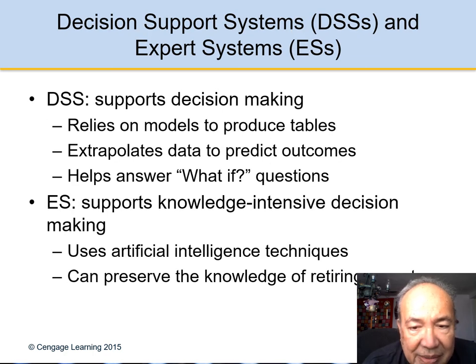Now, decision support systems. We have so many systems that we're talking about. And expert systems. Hey, how many systems did we talk about now? Three or four? So DSS supports decision-making. It relies on models to produce tables and extrapolates data to predict outcomes. Hey, what's going to happen tomorrow? It helps answer what-if questions. And then you have another system, the ES, which supports knowledge-intensive decision making, uses artificial intelligence, and can preserve the knowledge of retiring experts.